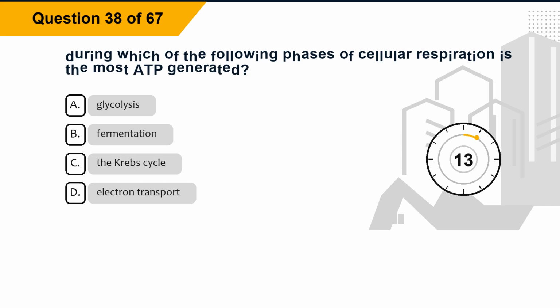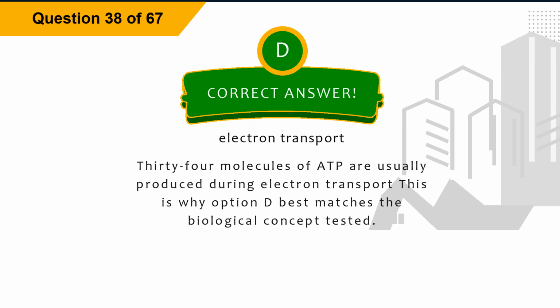Question 38. During which of the following phases of cellular respiration is the most ADP generated? Option A, glycolysis. Option B, fermentation. Option C, the Krebs cycle. Option D, electron transport. The correct answer is option D, electron transport. Explanation. 34 molecules of ATP are usually produced during electron transport. This is why option D best matches the biological concept tested.